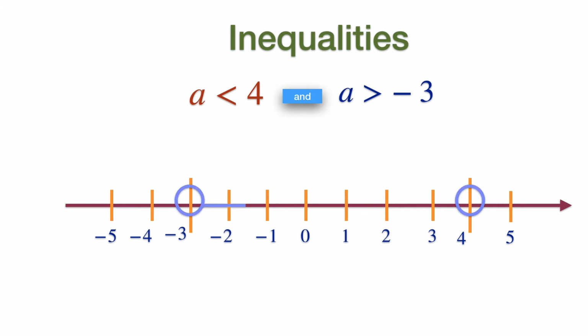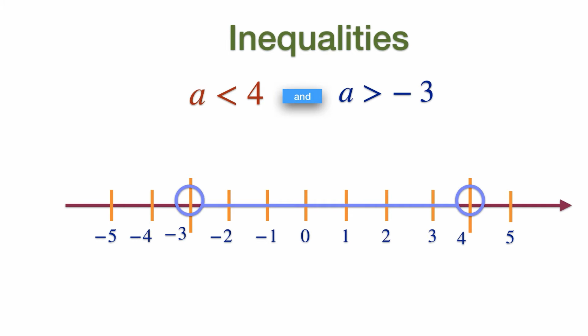Hence, we can start with the open circle at -3 and 4 and join them with a straight line. Both numbers have open circles because -3 and 4 are both not included in the inequality. This shows that a can take any values between -3 and 4 exclusive.